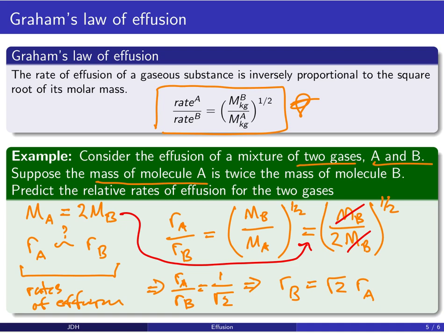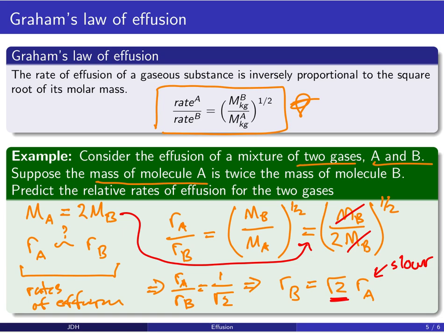And this makes sense, right? Because A is more massive, A is going to be moving slower. So in order to equal the rate of effusion of B, you're going to need to be multiplying by some value larger than 1. And it turns out that because of this inverse relationship of rate to the square root of the mass, that constant of proportionality is the square root of 2.